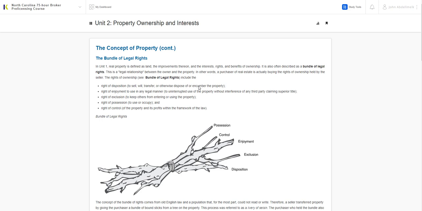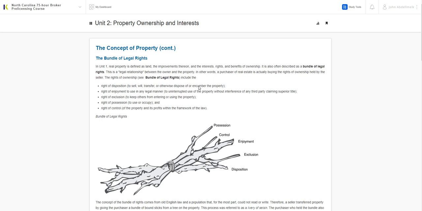The right of enjoyment is the right to use the property in any legal manner, with uninterrupted use and without interference of any third party claiming superior title. So my question right now, because we just learned this, is: is the bundle of legal rights an actual term that is used in real estate, or is it just the term that we're learning for the things that we need to make sure we get the right of?